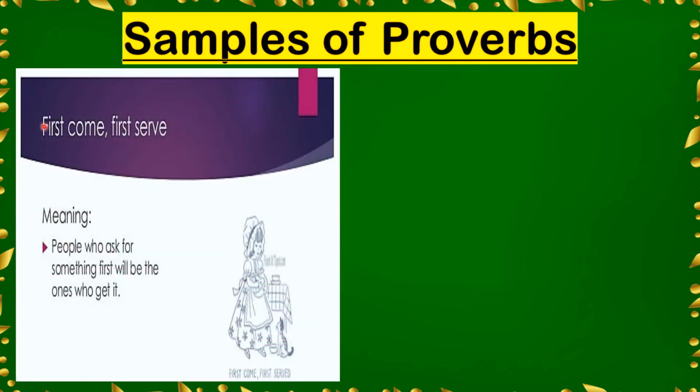Class, let us read some examples of proverbs. We have here the first one, first come, first serve, meaning people who ask for something first will be the ones who get it. Like for example, class, you are standing on a queue. Of course, if you are the first person in line, meaning you will be the first one to be taken care of.